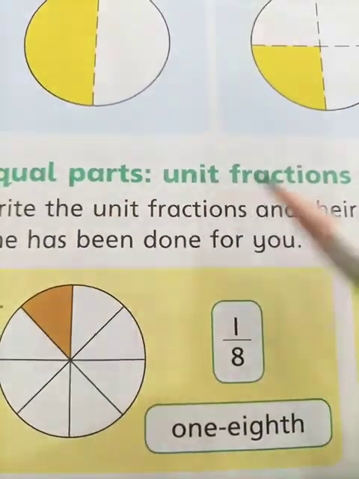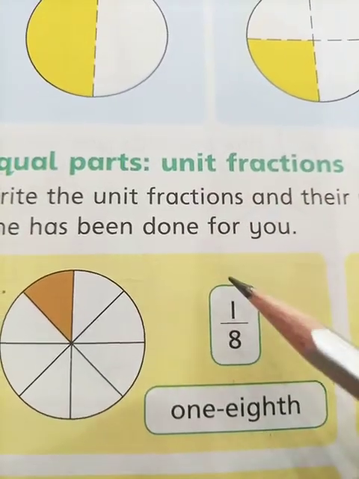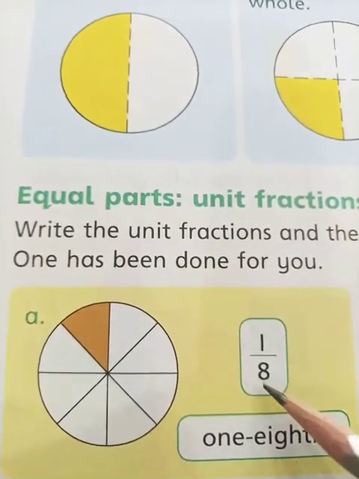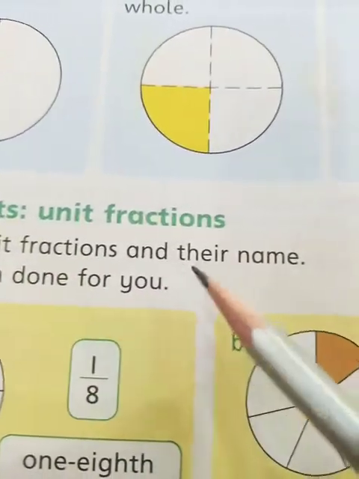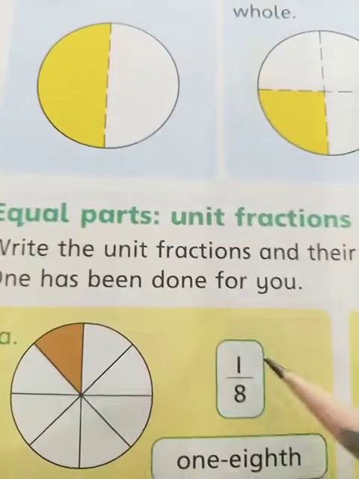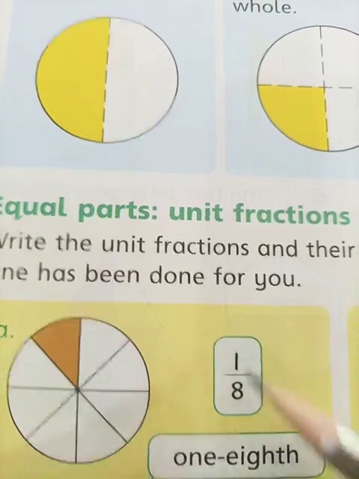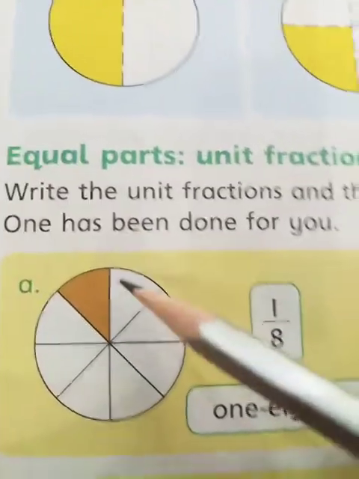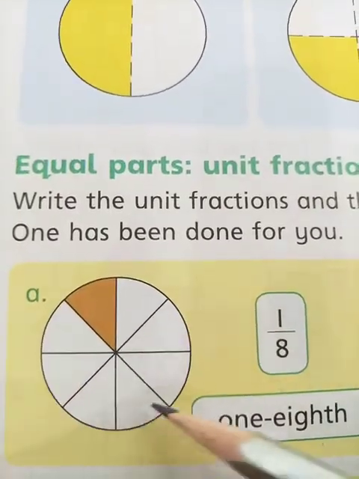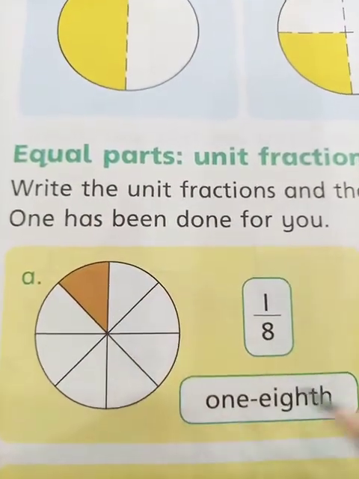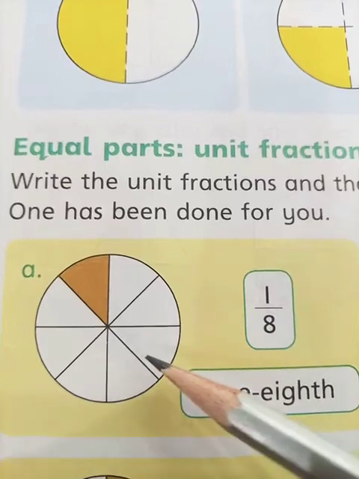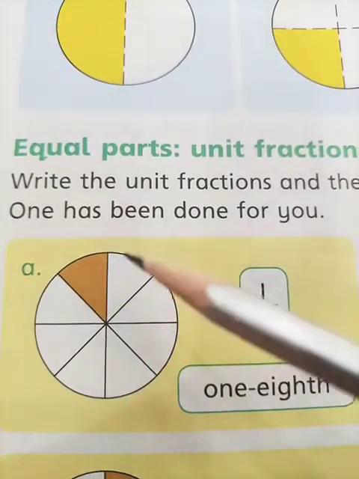Now students, come toward the next, equal parts or the unit fractions. Here you are going to write the unit fractions in the division way like this. Write the unit fractions and their names. You are going to write the unit fractions first and then their names. Look at the students. First of all, part A is being done for you. We are going to do it. So students, look at the circle. This circle is divided into how many parts?